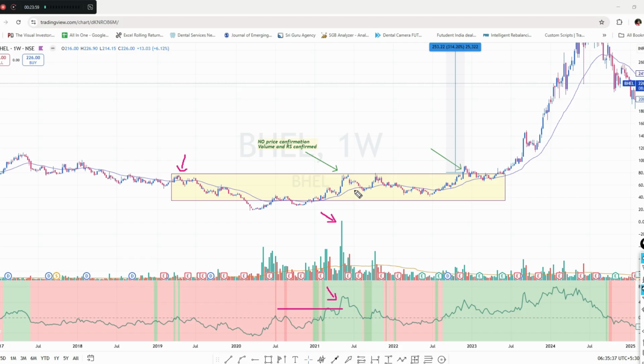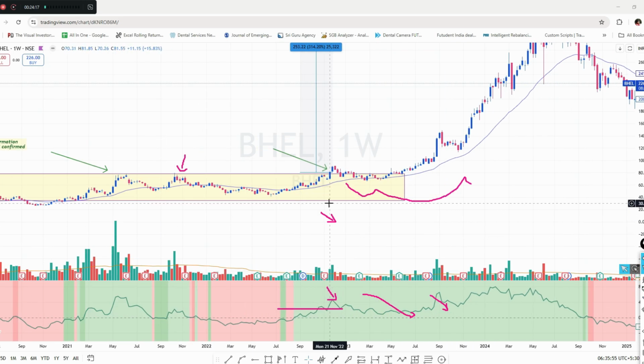So what happened later? After a few weeks, the stock started to form another base, and you can see the RS line goes into the negative zone, and finally it breaks out one day. The RS line enters the positive zone with price confirmation, and volume also increases. On the two breakout days the volume increases, and it increases in the subsequent week also.